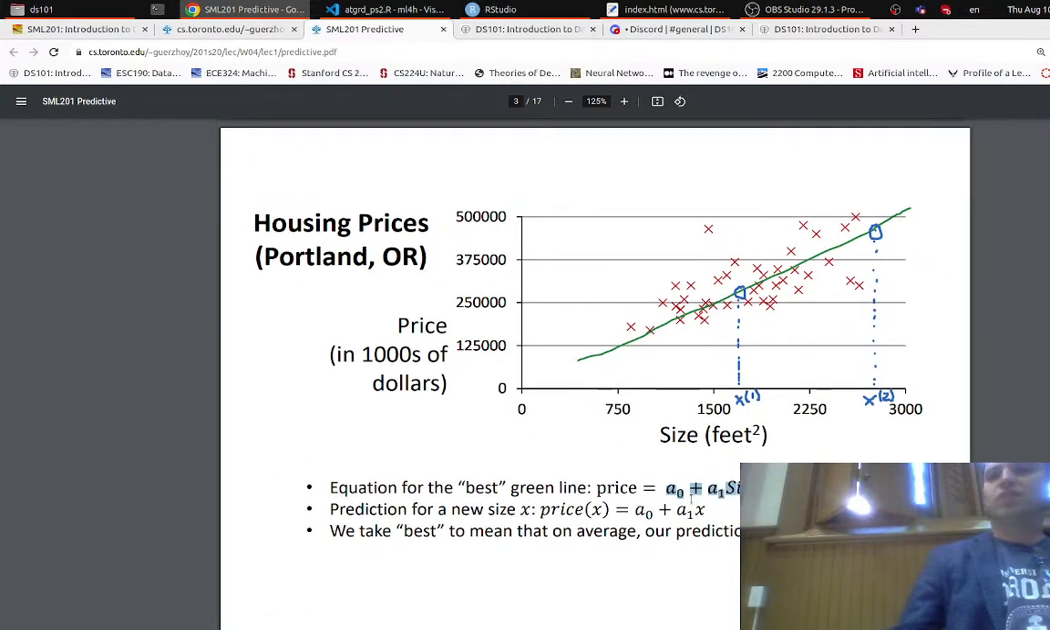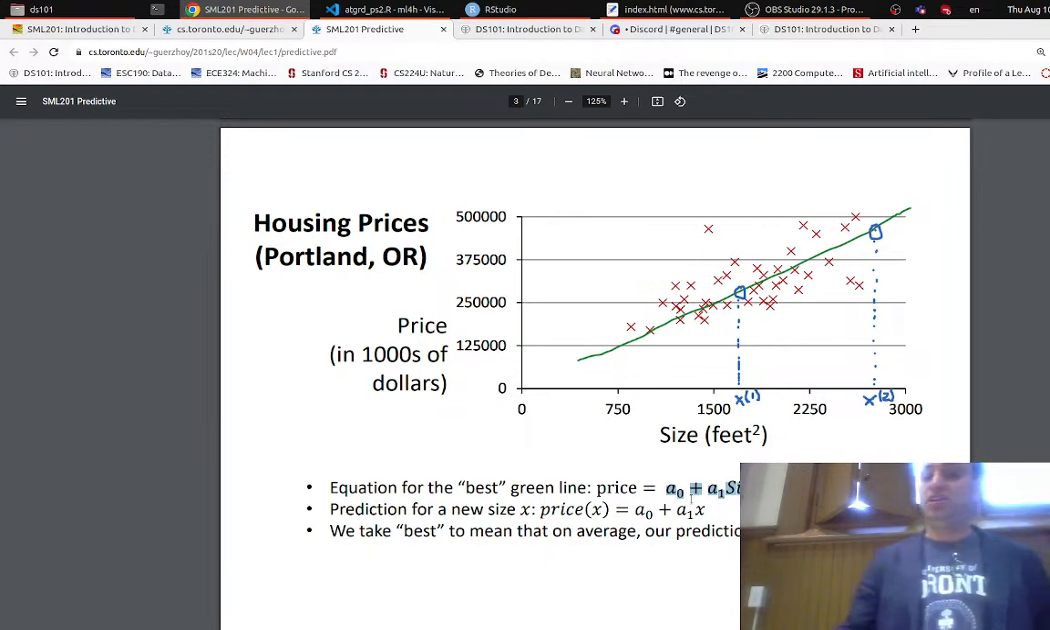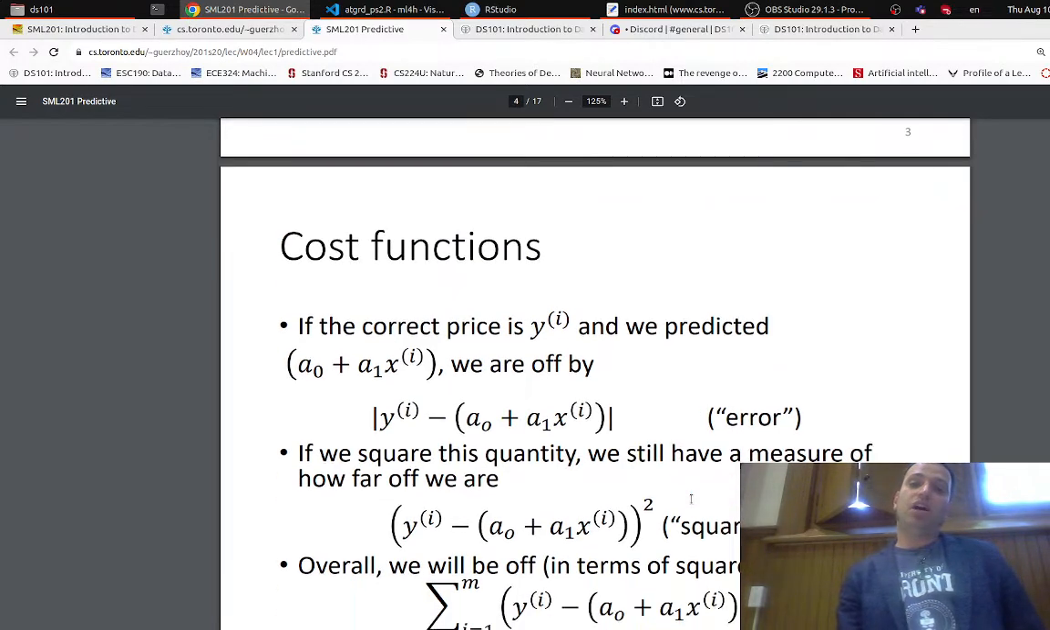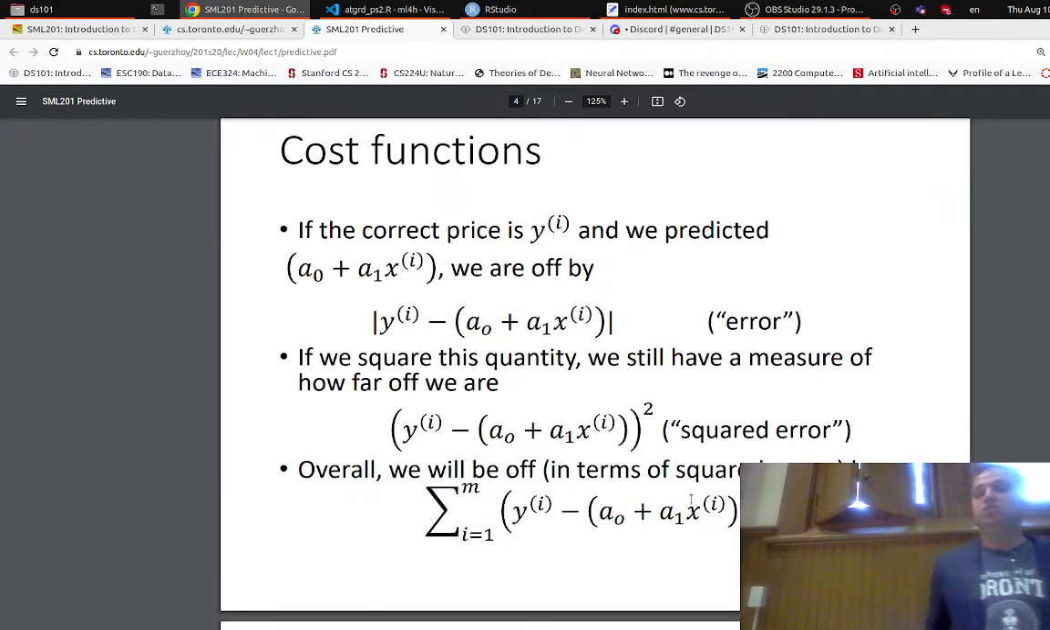So how do we decide how to draw this green line through the red crosses? Well, you can just visually say, I want to draw the line that approximates the red X's the best. But actually, if you think about it, there are multiple ways of doing it. So here's how it would look algebraically. You might say, okay, I want to find the best green line. The green line's equation is going to be A0 plus A1x.